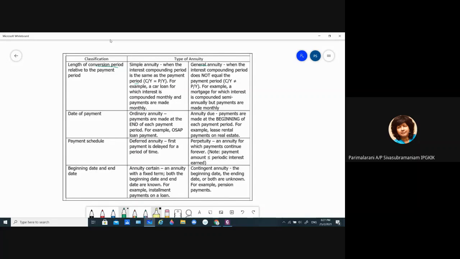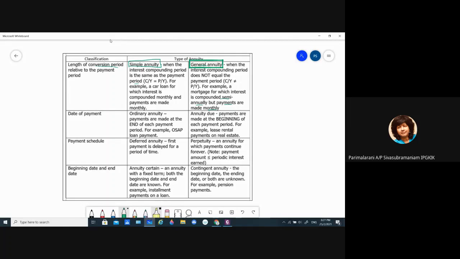Maybe your interest is compounded semi-annually, but the payment is monthly. Okay. So if the payment period and the interest period is the same, then it's called simple annuity. If the payment period and the interest period is not the same, then it's called general annuity. This is not very important, you don't have to memorize all these things. You just want to know on the surface level.